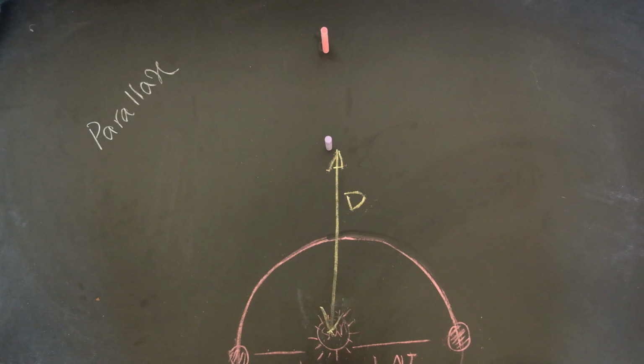Now let's see how we use parallax in the real world. In the real world, we need a big base for our parallax measurement, and for the base we use our solar system.